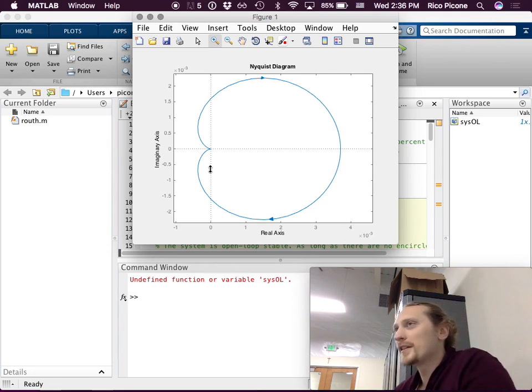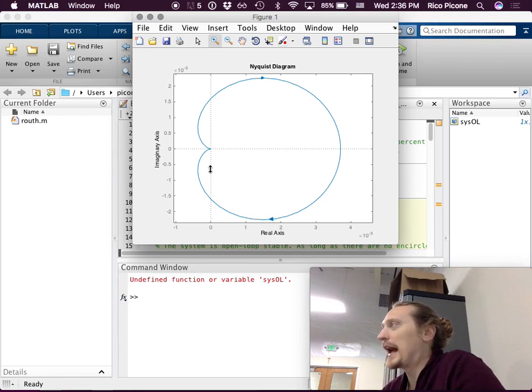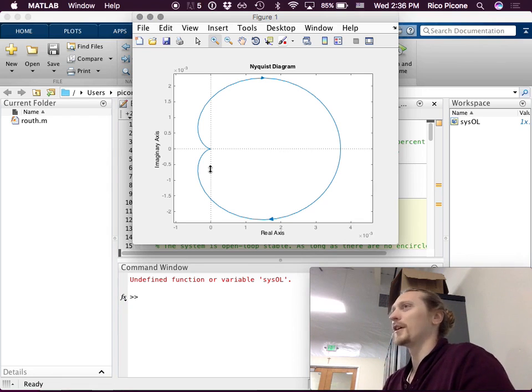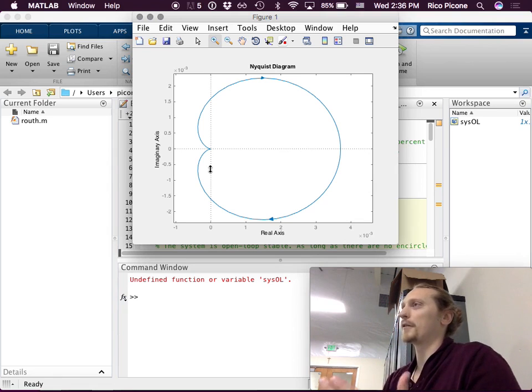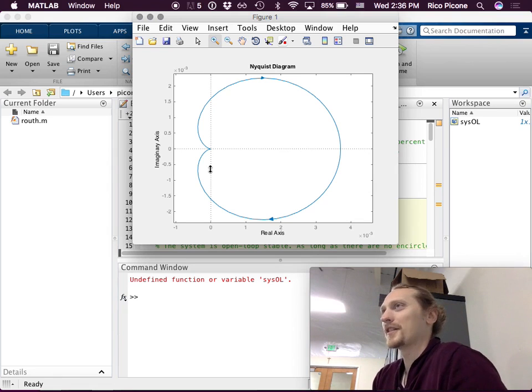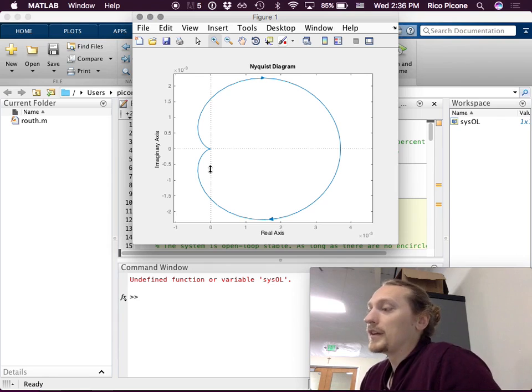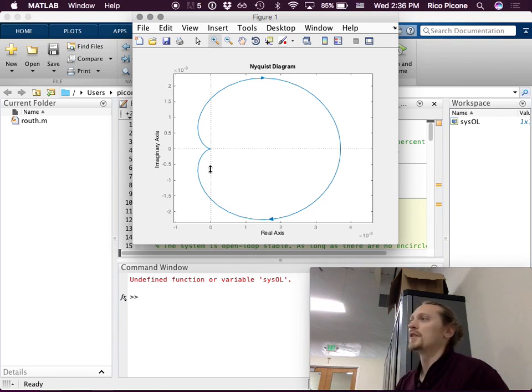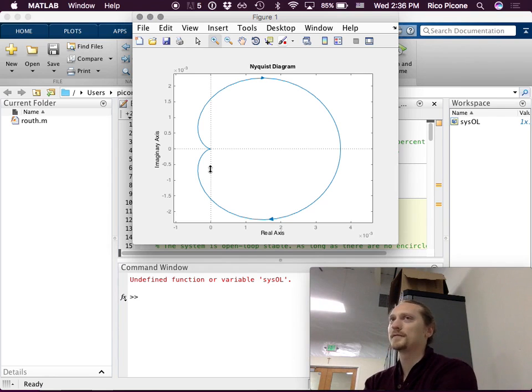But it appears that it doesn't matter how much gain you increase, you're never going to make this thing have a negative real axis crossing. And therefore, your gain margin is infinite. Yeah, you have an infinite gain margin. Okay.